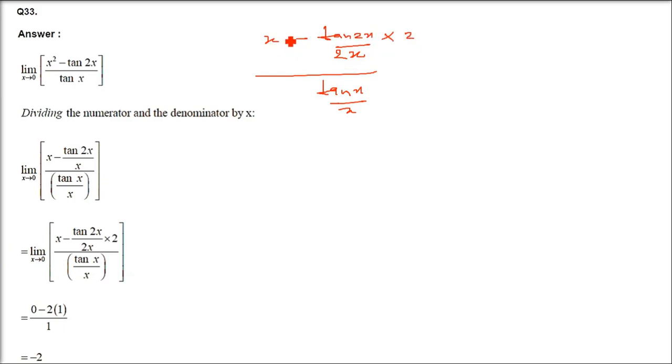2x. And now apply the limit. This x is going to be 0. Limit x tends to 0 is 0. This is 1. So you have minus 2. Tan x by x is 1. So minus 2 is going to be the answer in this case.